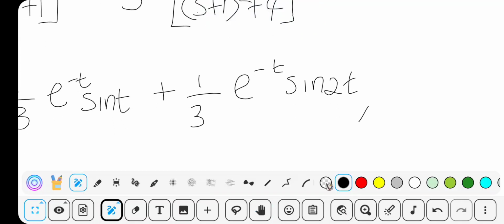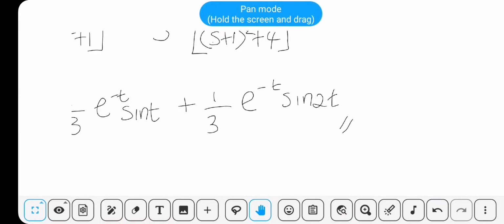So we have come to the end of this problem.